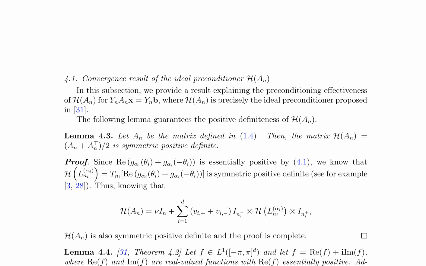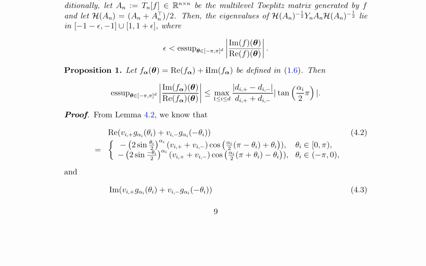Lemma 4.4 provides a bound on the eigenvalues of H_n^{-1/2} E_n H_n^{-1/2}, which lie in [-1-ε, -1] ∪ [1, 1+ε]. Proposition 1 bounds the essential supremum of the ratio of the imaginary part to the real part of f_α(θ), denoted as ess sup over θ in [-π, π] of |Im f_α(θ)| / |Re f_α(θ)|.